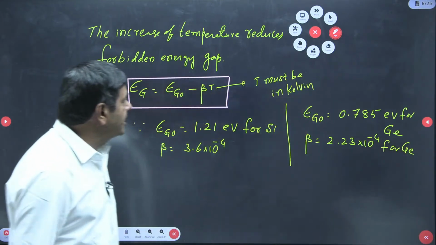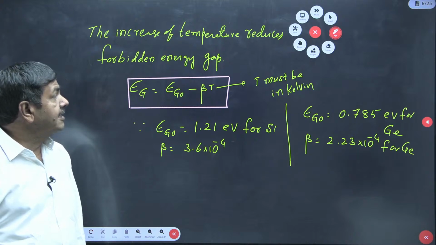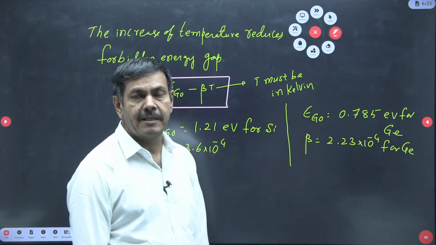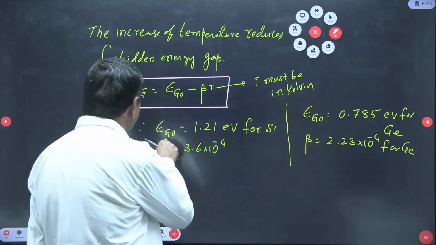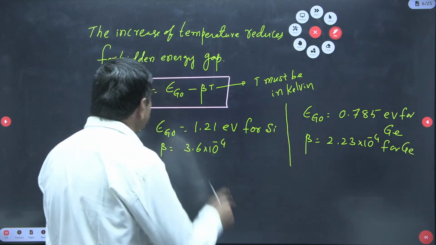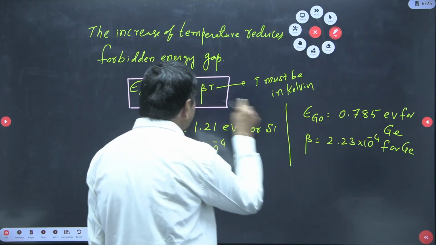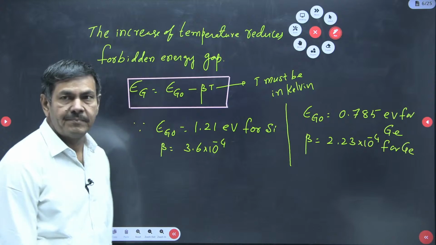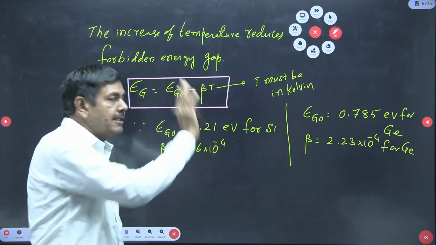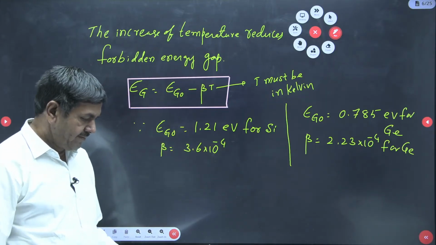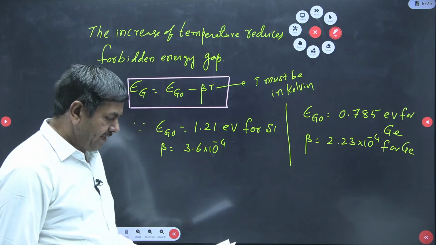By substituting these values, you can get the answer directly. Suppose you are asked, when the temperature is 300 Kelvin, to find the forbidden energy gap for germanium. What will you do? Eg naught 0.785 minus the beta value 2.23 into 10 power minus 4 multiplied by 300 Kelvin. You will get the value. In the same way for silicon, you can use its parameters and the given temperature. You are going to get the forbidden energy gap. Understand my point? Like that you can find it.